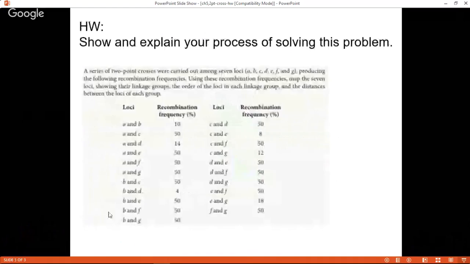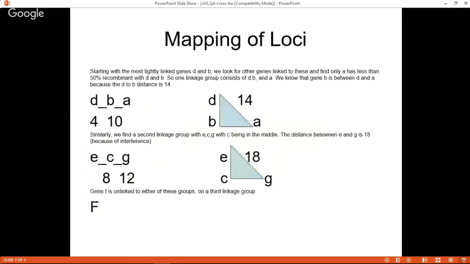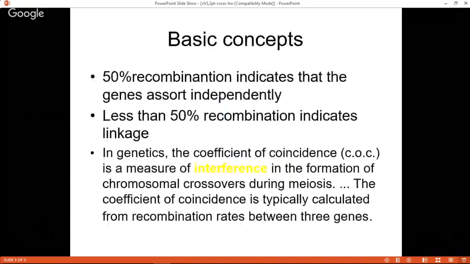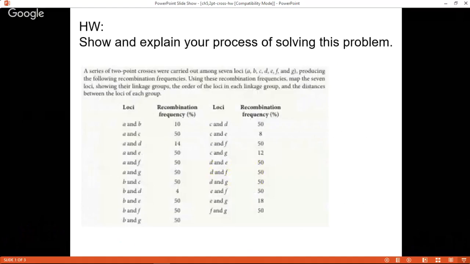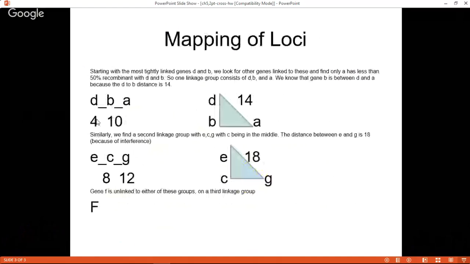So we want to make sure we answered all the questions, showing the linkage groups, loci in each linkage group, so DBA, ECG, and you go with the most tightly linked genes to the genes that go a little bit further out but still have a less than 50% recombinant. And then the distances between the loci of each group. And then this is how we see the distance between the loci underneath. The total that we have will show on our little triangle. And that is how we do the mapping of the loci.